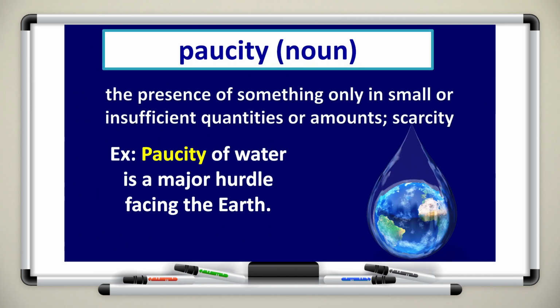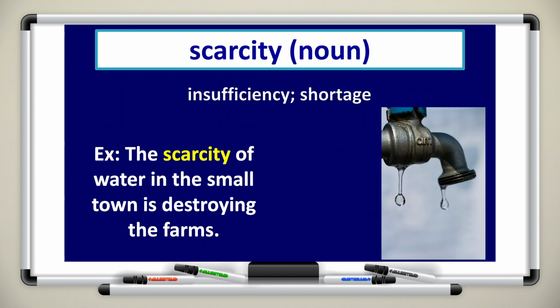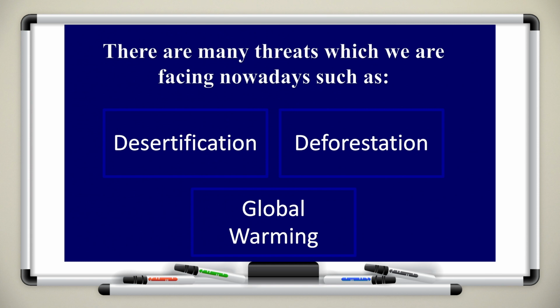Paucity means the presence of something but in very small, insufficient quantities. Small amounts of something. Example, paucity of water is a major hurdle facing the earth. Scarcity is insufficiency or shortage. For example, the scarcity of water in the small town is destroying the farms. Also means very little. Look at this question here.